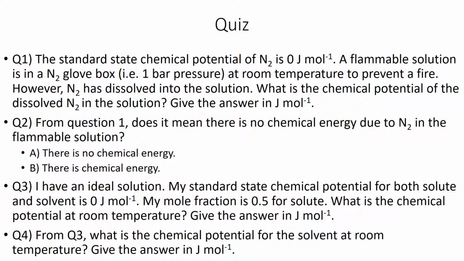Question number 2. From question number 1, can you deduce and tell me whether there is no chemical energy due to nitrogen in the flammable solution? There is no chemical energy or there is chemical energy. You need to decide. Question 3. I have an ideal solution. My standard state chemical potential for both solute and solvent is 0 joules per mole, and my mole fraction is 0.5 for the solute. What is the chemical potential at room temperature? Give the answer in joules per mole.